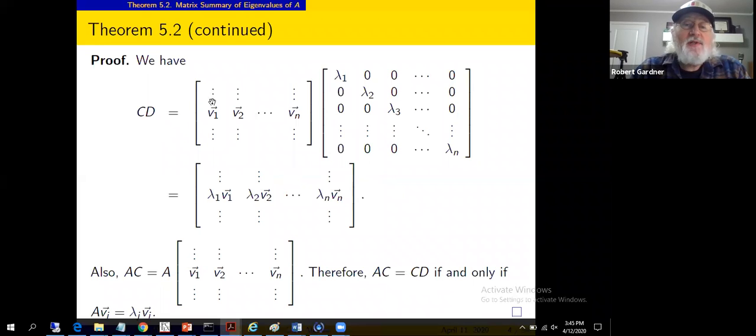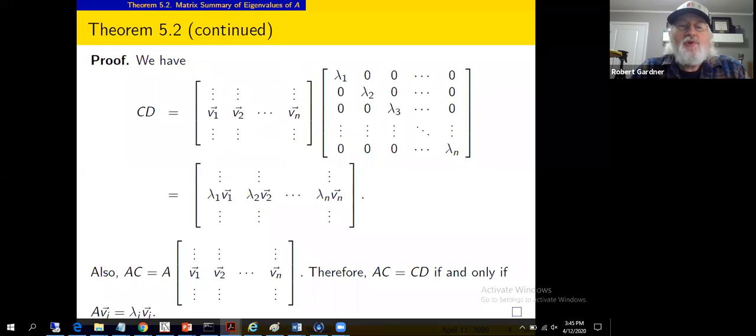C was the matrix, using the textbook's notation here, that had as its first column vector V sub 1, vector V sub 2 as its second column, through its nth column, vector V sub n. We put these little ellipses above and below the vectors to indicate they are columns of the matrix. And we had defined matrix D to be exactly this diagonal matrix.